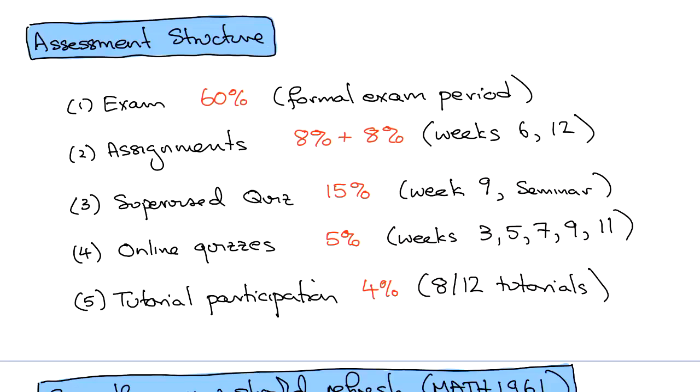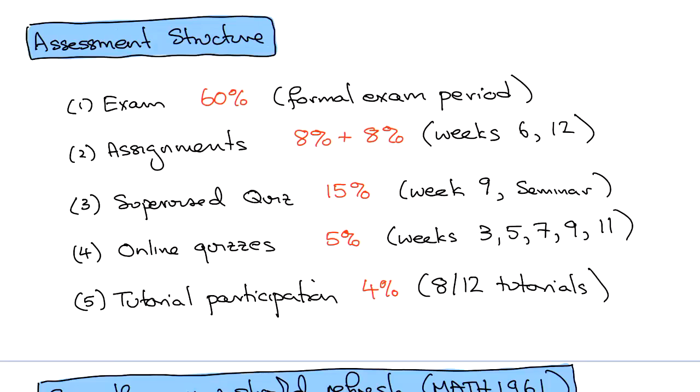Okay, so it's pretty standard kind of assessment structure. 60% will be on the final exam. There'll be 2 assignments, week 6 and 12, so spread out through the semester. There'll be this supervised quiz in week 9, so you can really treat that like a midterm exam sort of thing. We'll talk about that at the right time. I haven't thought about if we have practice questions and stuff, but we'll do that at the right time.